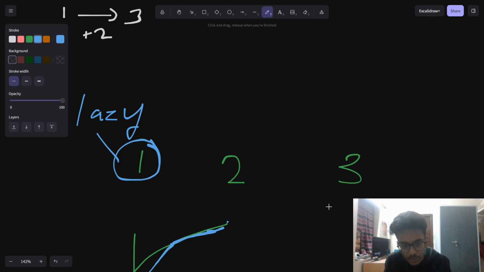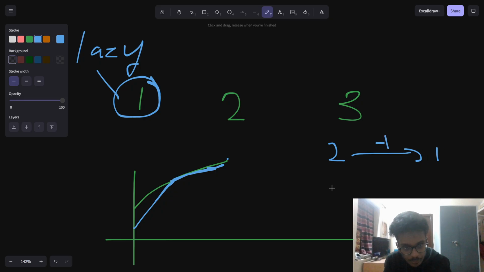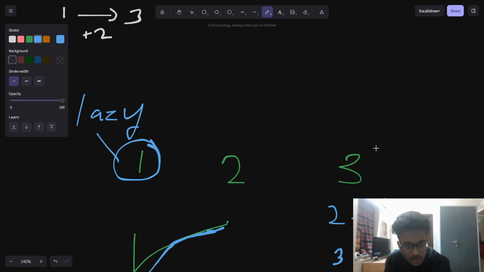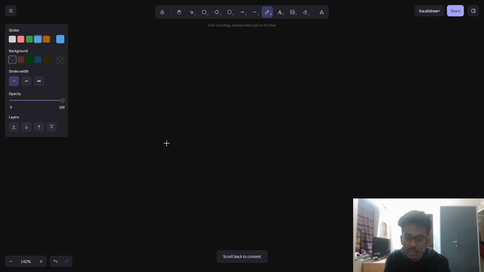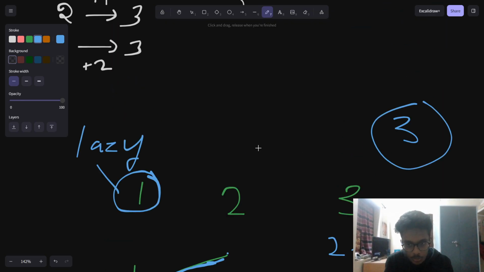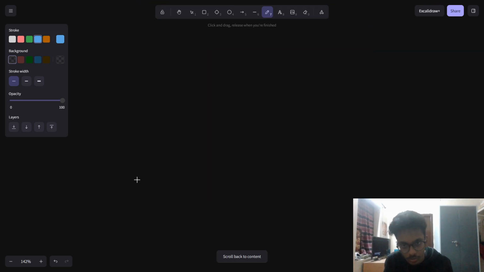That means to make 2 to 1, you should decrement by 1. To make 3 reach 1, you should decrement by 2. That means you would take a total of 3 moves, right? You would take a total of 3 moves. Fine. What if you can do both?